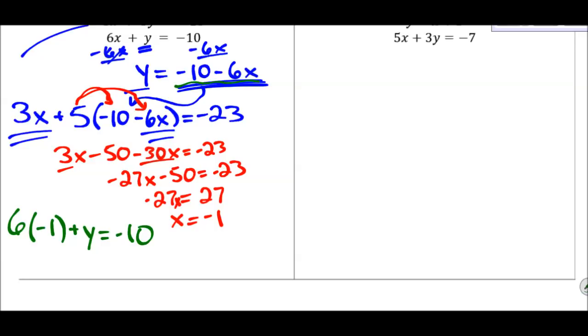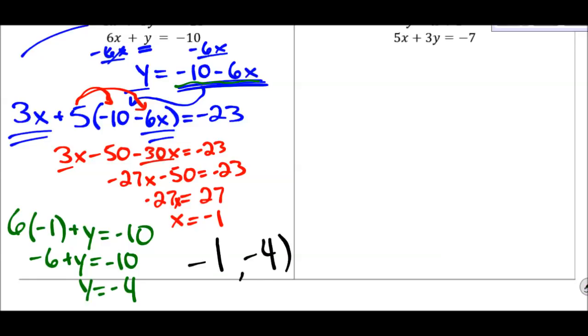And now I'm just going to solve this equation. I get negative 6 plus y equals negative 10, and then I add 6 to both sides. That gives me y is negative 4. So my ordered pair is negative 1, negative 4. That's the x and the y that makes both of these equations true, and it's the ordered pair where these two lines meet on the coordinate plane. Those are the exact same thing.